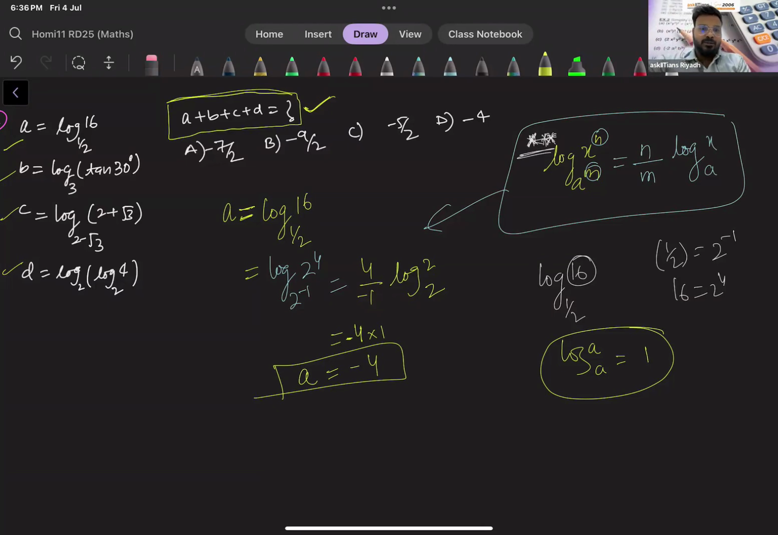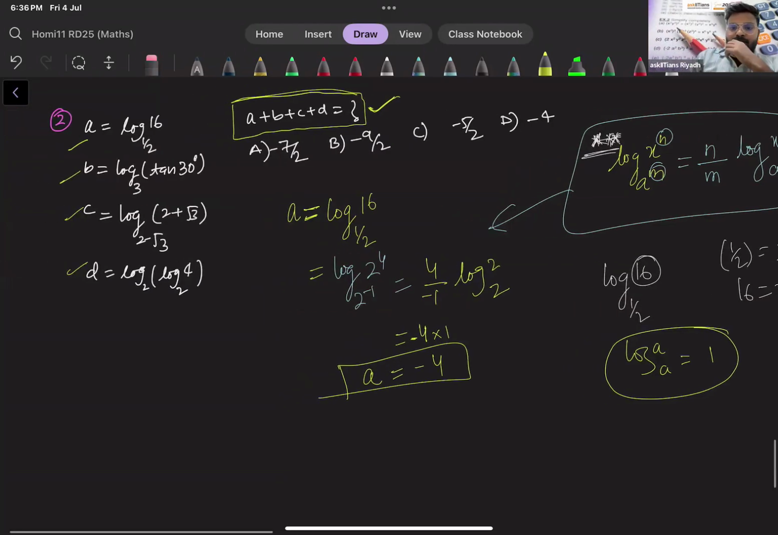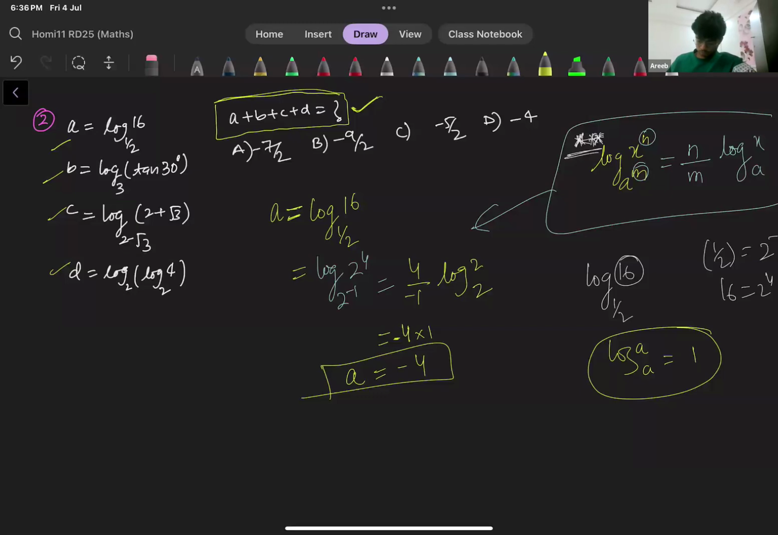Is there any doubt in this? No, sir. Similarly, try to solve b. So b, tan 30 degrees, how much? What is the value of tan 30 degrees? 1 by root 3.